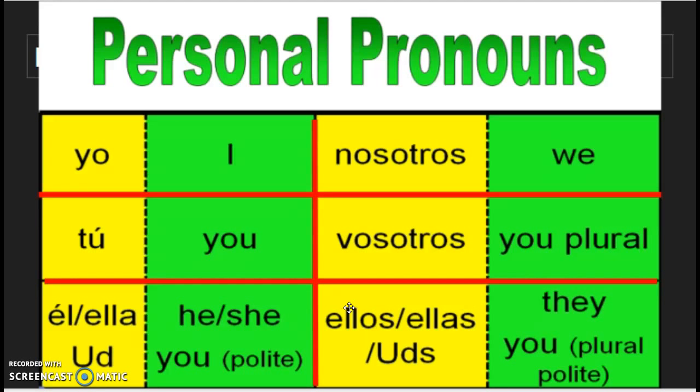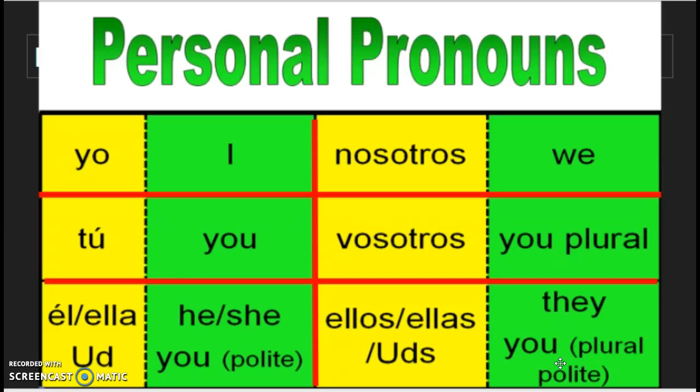If the entire group is boys, you would use ellos. If the entire group is girls, you would use ellas. Or if there's a mixture, you're going to use ellos, because in Spanish, masculine always rules, since men were historically stronger than women back in the Middle Ages when the Spanish language was created.